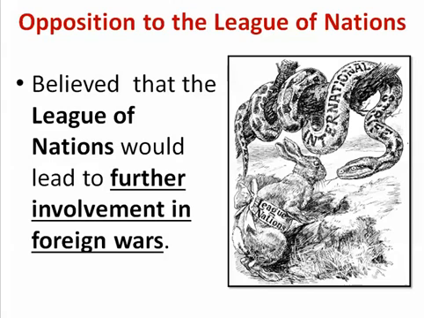So, on the opposition to the League of Nations, these senators believed that the League of Nations would lead to further involvement in foreign affairs. And we see this little rabbit here, the League of Nations, and we see this huge snake which says international strife on it, and they thought that the League of Nations would draw the United States into other worldly affairs. And so a lot of them did not like the idea of being drawn into other issues.